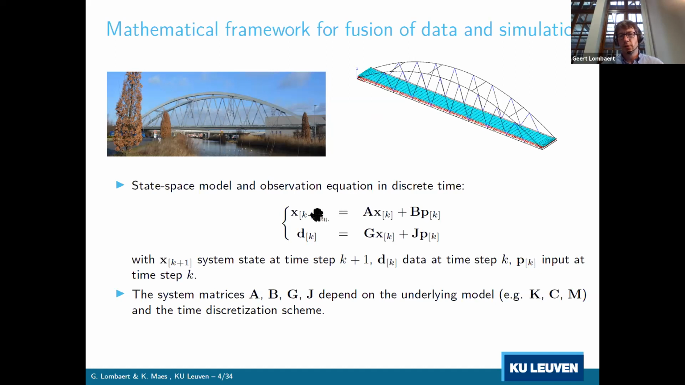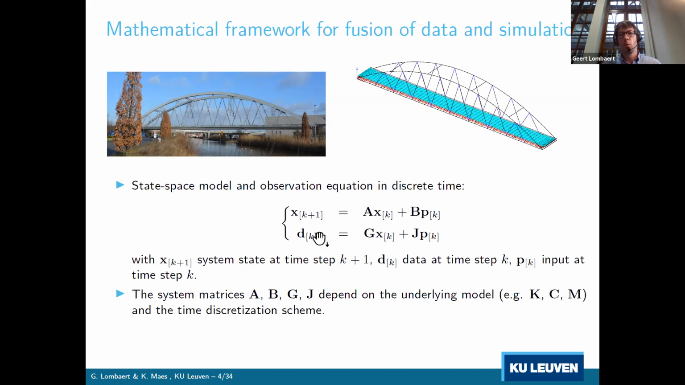So this is at the particular time instant, this is at the previous time instant. A and B tell us how we can go from one time step to the next time step. And these can be determined based on an underlying model, which could be a finite element model, as well as a time discretization scheme. So this tells us how the state of the structure evolves in time. The second equation tells us how the data that we're measuring at a particular time step is related to the state of the system as well as the input.